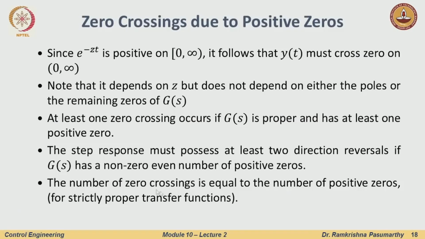And the number of zero crossings is equal to the number of positive zeros. This is only for strictly proper transfer functions, and many of these are just by observations. I think this statement has still not been proved mathematically.